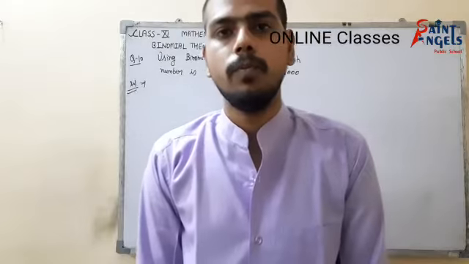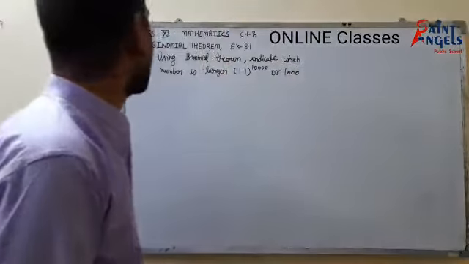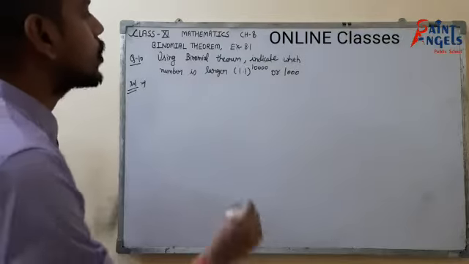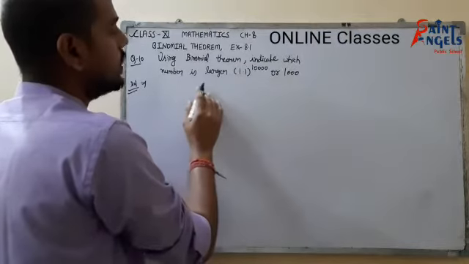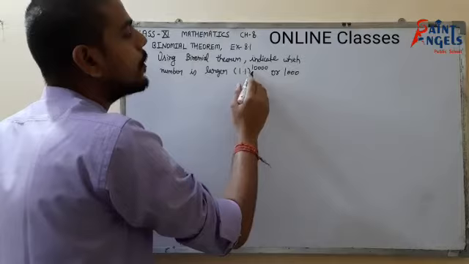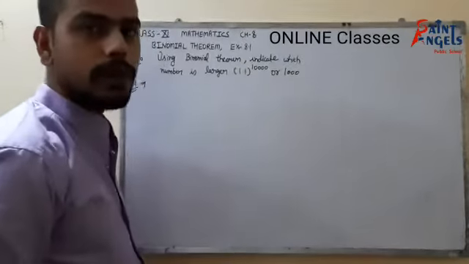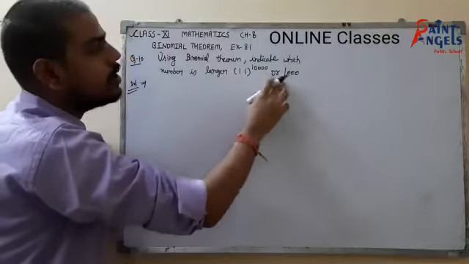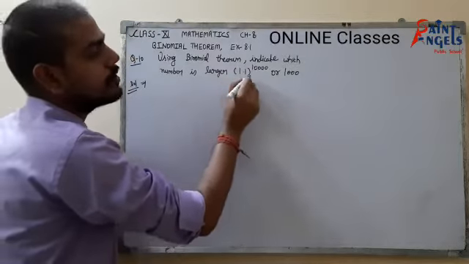Students working from home, now look at question number 10 of exercise 8.1. The question says, using binomial theorem, indicate which number is larger, 1.1 to the power 10,000 or 1000. Okay, so now we have to check which number is larger. I'm just solving this part.